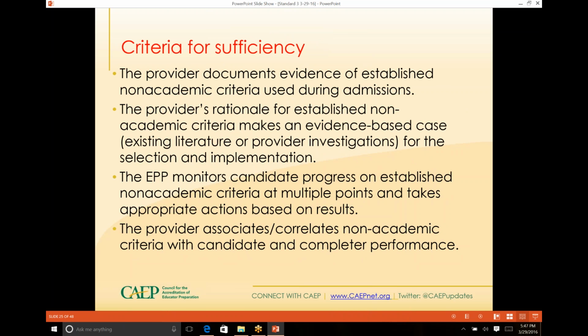Okay, criteria for sufficiency. The title's in red because all of this is in red, I said, along with those new rubrics. That you're documenting evidence of using non-academic criteria, you've got a rationale for them, you're monitoring it, and you're associating or correlating these non-academic criteria with candidate and completer performance. Personally, I think that could be a really fun thing to look at. You know, whether or not GPA or the candidate's essay or recommendation better predict their performance in a graduate program or a teacher preparation program, which are not all graduates. So there you go. That's the criteria for sufficiency.